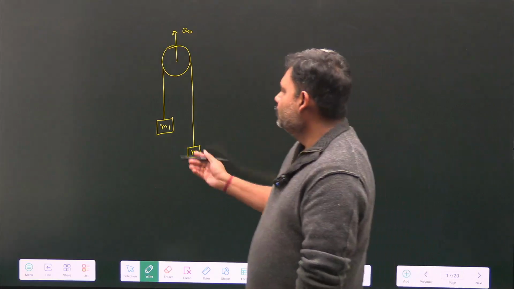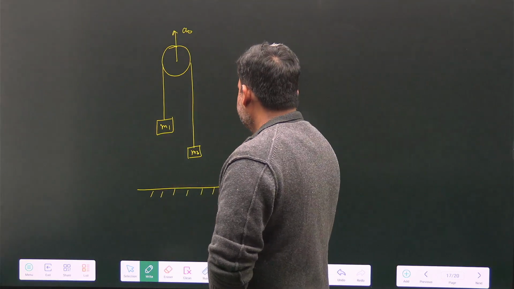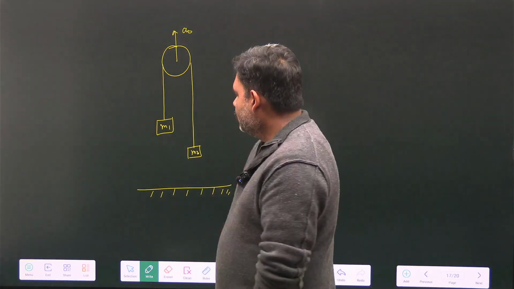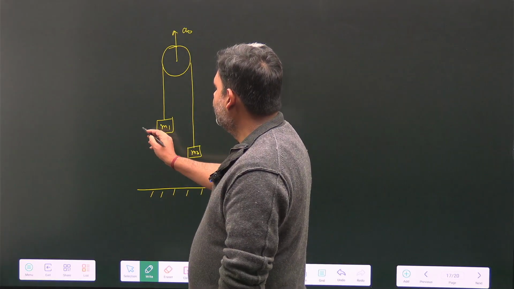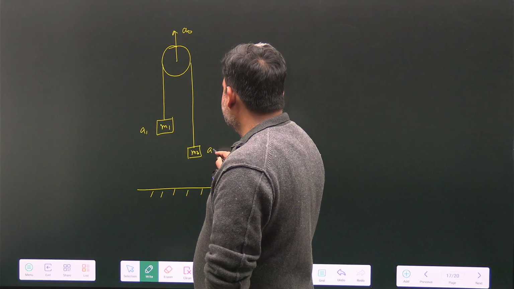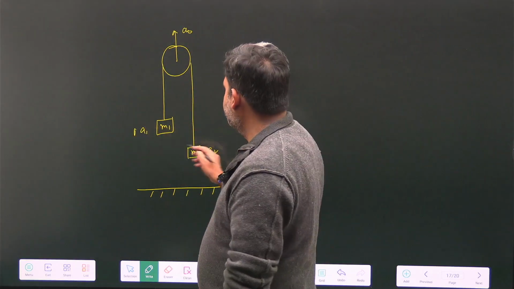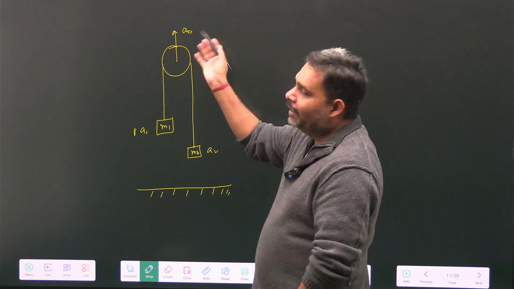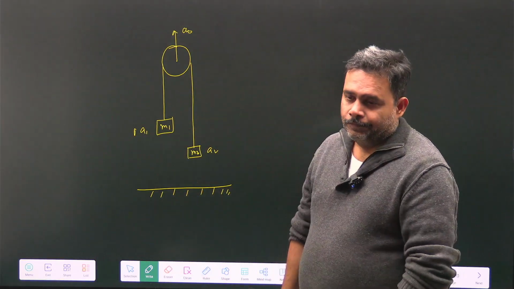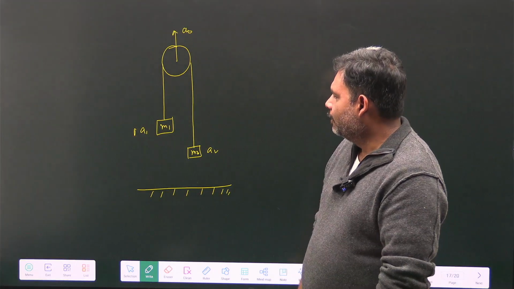And this is my ground. With respect to the ground, the acceleration of m1 is a1, the acceleration of m2 is a2. So both are moving in the upward direction. So what will be the relationship between a1, a2 and a0?